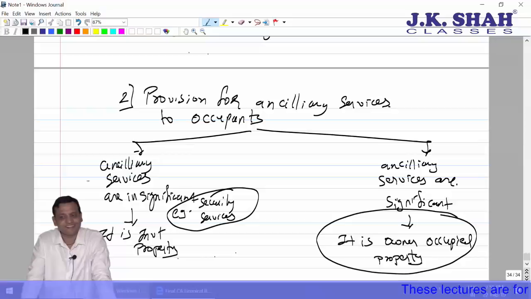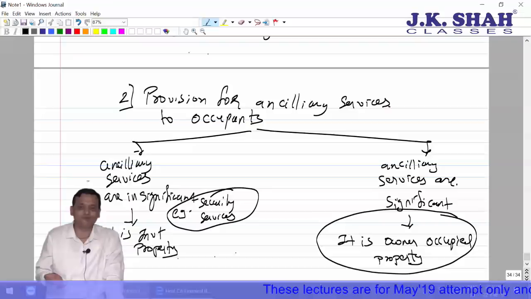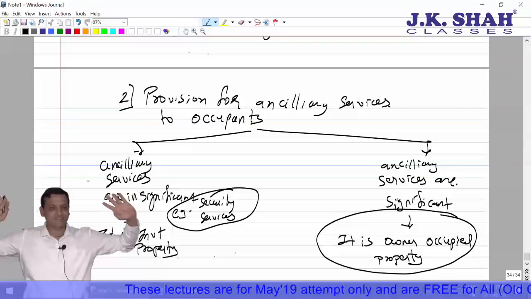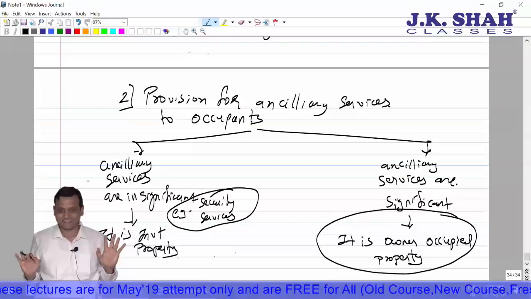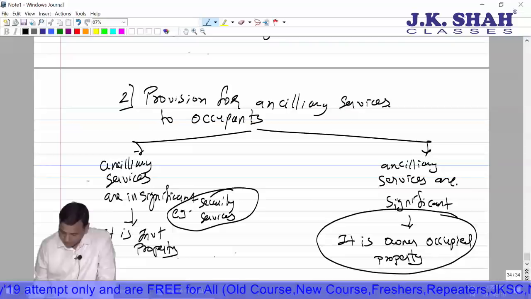Then it will be investment property. Why? Because the services which are provided to the customers, I don't have a customer, for me it is nothing but the person to whom I have given it. He says, I will run your hotel, you give services to the customers, and he demands this much rent from me. Then in that case, it is nothing but our investment property. Third case.